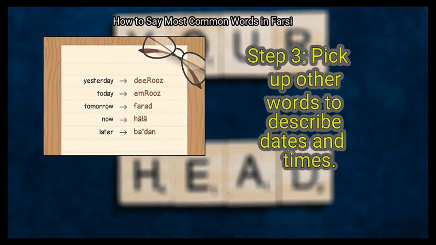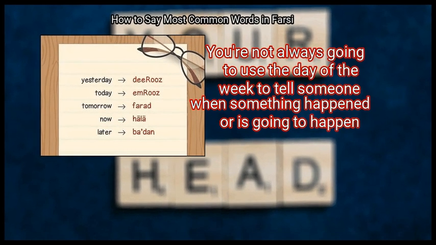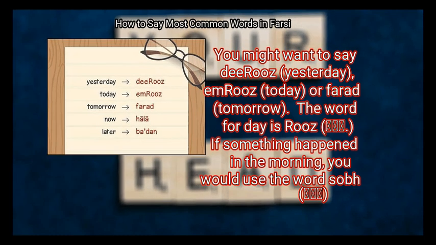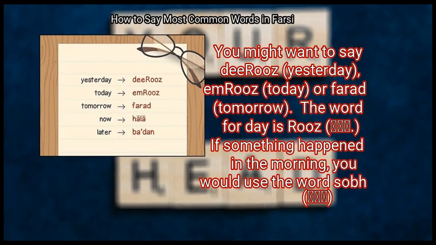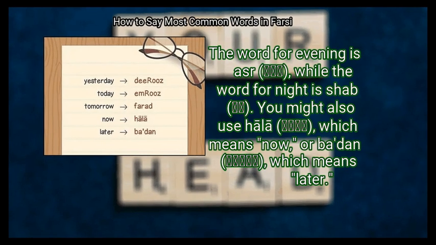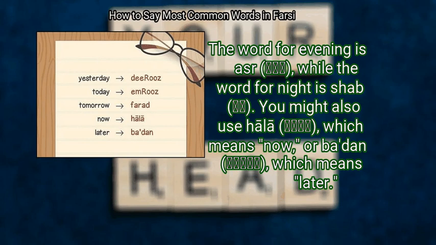Step 3. Pick up other words to describe dates and times. You are not always going to use the day of the week to tell someone when something happened or is going to happen. You might want to say dirooz, yesterday, emrooz, today, or farda, tomorrow. The word for day is rooz. If something happened in the morning, you would use the word sobh. The word for evening is asr, while the word for night is shab. You might also use hala, which means now, or badan, which means later.